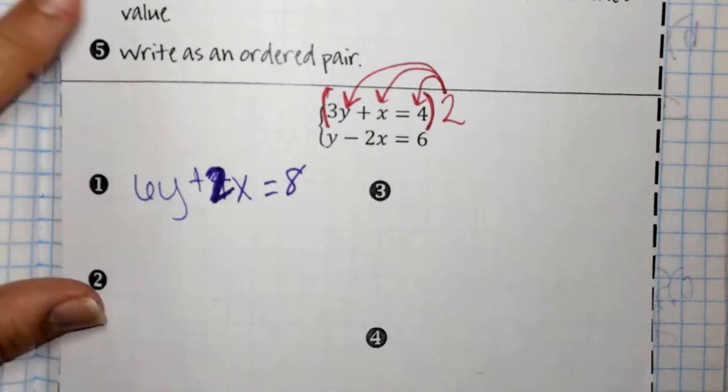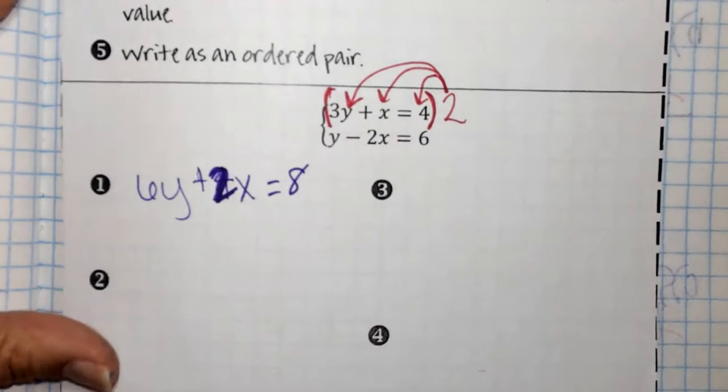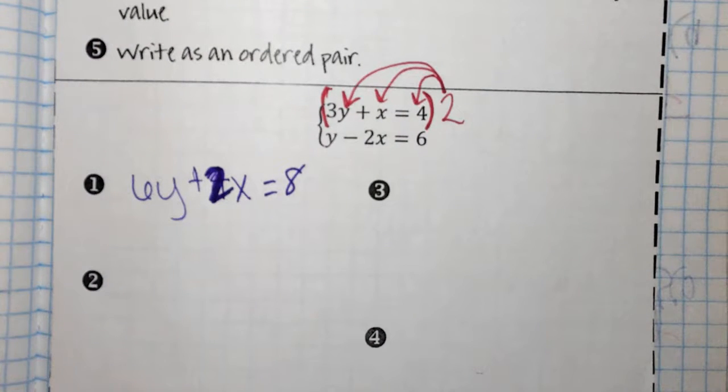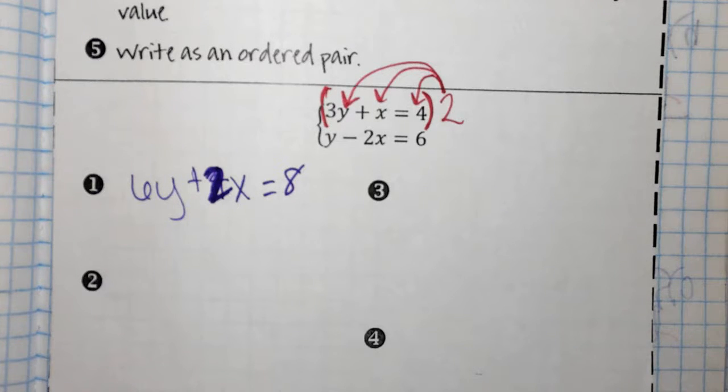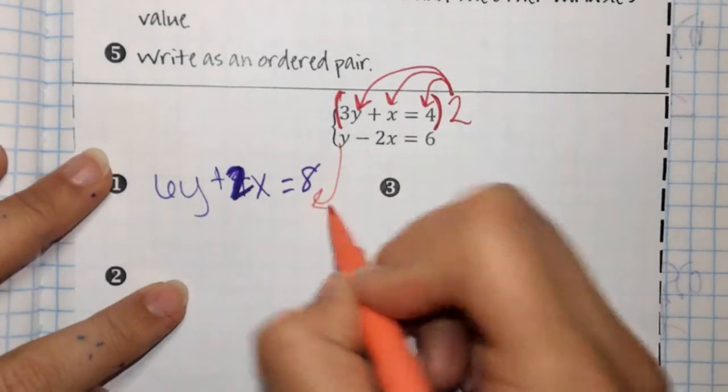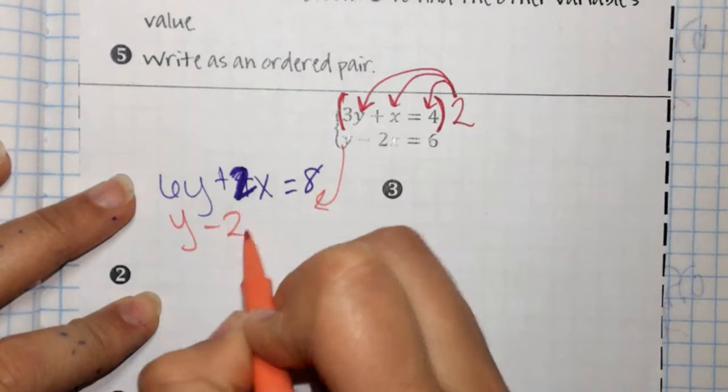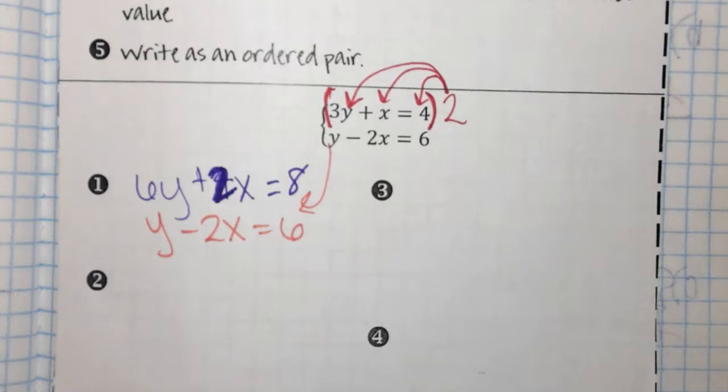Alright, now again, who can tell me why we multiplied the top one by 2? To make them the same number. Great. We want to be able to eliminate x. So what we do from there is we take our bottom one, and we're going to bring it right here. y minus 2x equals 6.